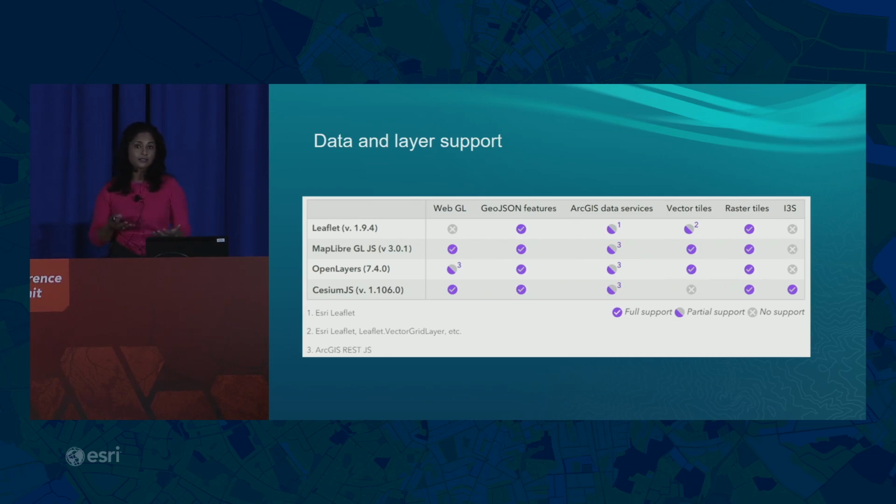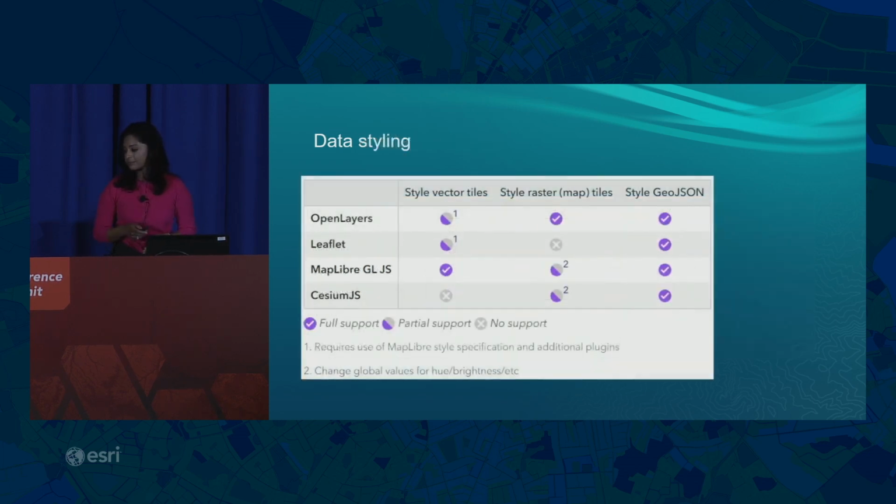So if you're using Leaflet, Esri Leaflet would be a good option. You could also use, say, the Leaflet vector grid layer plugin as well. And for all of our demos, we use the OpenLayers Mapbox style plugin for OpenLayers to render our base maps and other vector tiles layers.